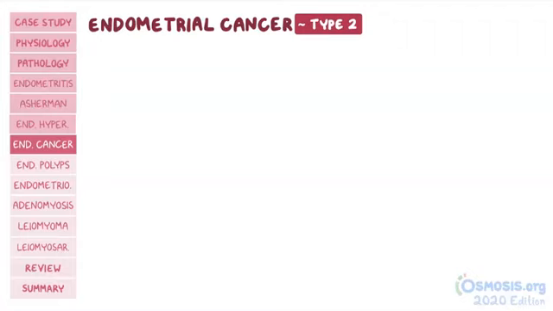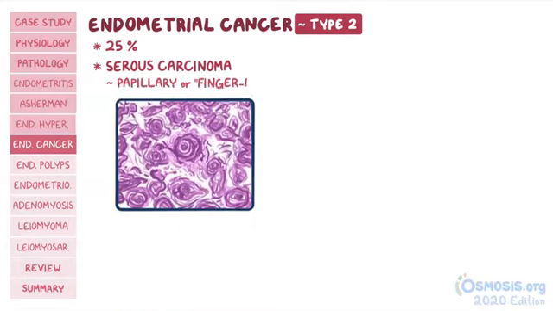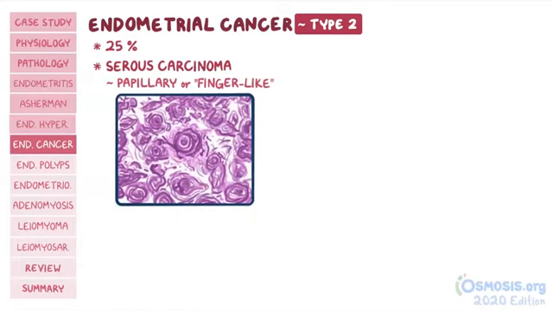Type 2 makes up the remaining 25% of endometrial carcinoma, and it has a number of subtypes. The most common subtype is serous carcinoma. Under the microscope, serous carcinomas often form papillary or finger-like structures. On biopsy, they often contain psammoma bodies, which are circular plaques of calcium deposits around necrotic or dead cells.